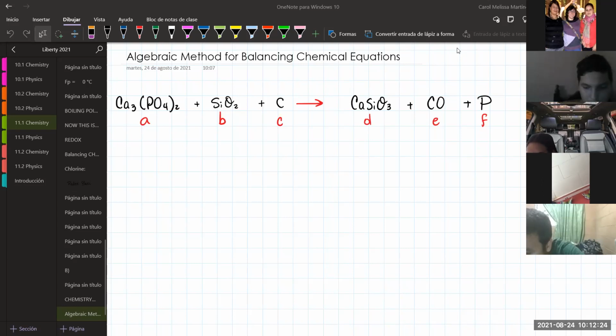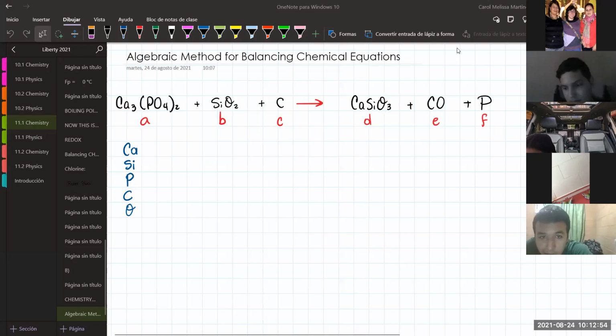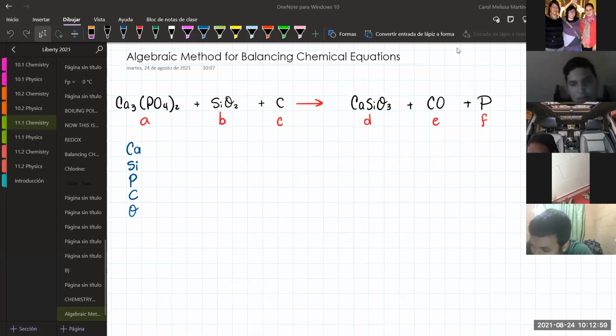The second part is we're going to list the elements just like we do at all times when we try to balance. First, we're going to write the metals, then the non-metals, and then hydrogen and oxygen. Hydrogen is not part of this reaction, so just oxygen will be enough. So once you have listed all the elements, we're going to write some equations. You will see how this works.